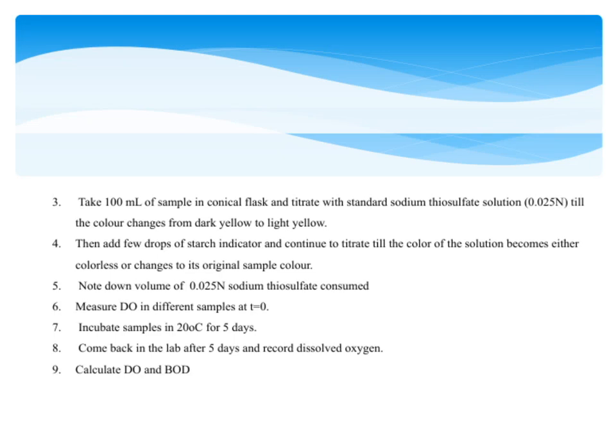All right, let's walk through the process. First, we take about 100 milliliters of our sample and transfer it into a conical flask. Then, we start titrating it with a standard sodium thiosulfate solution. We add the titrant slowly until the solution's color shifts from dark yellow to a light yellow, indicating that we've reached the endpoint of the titration.